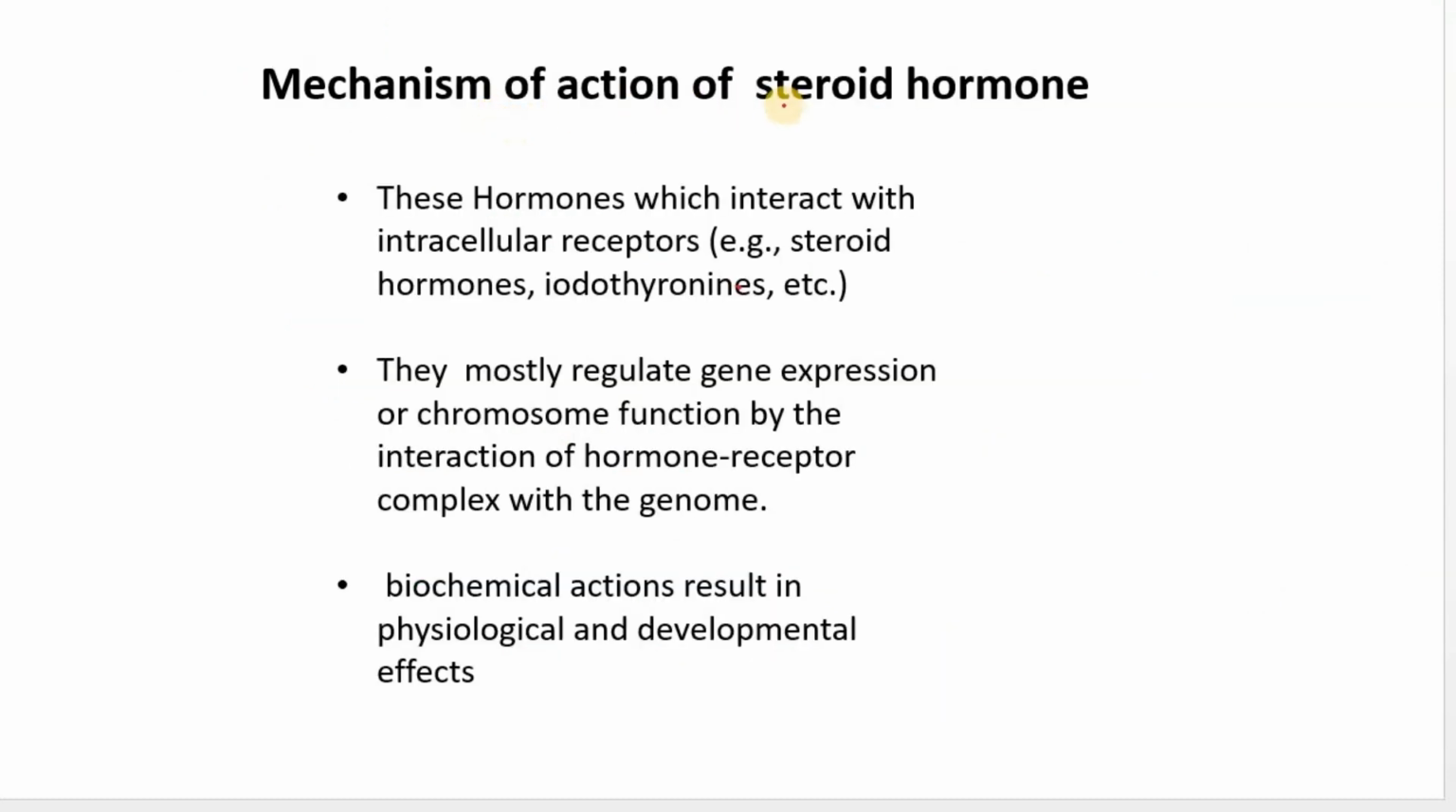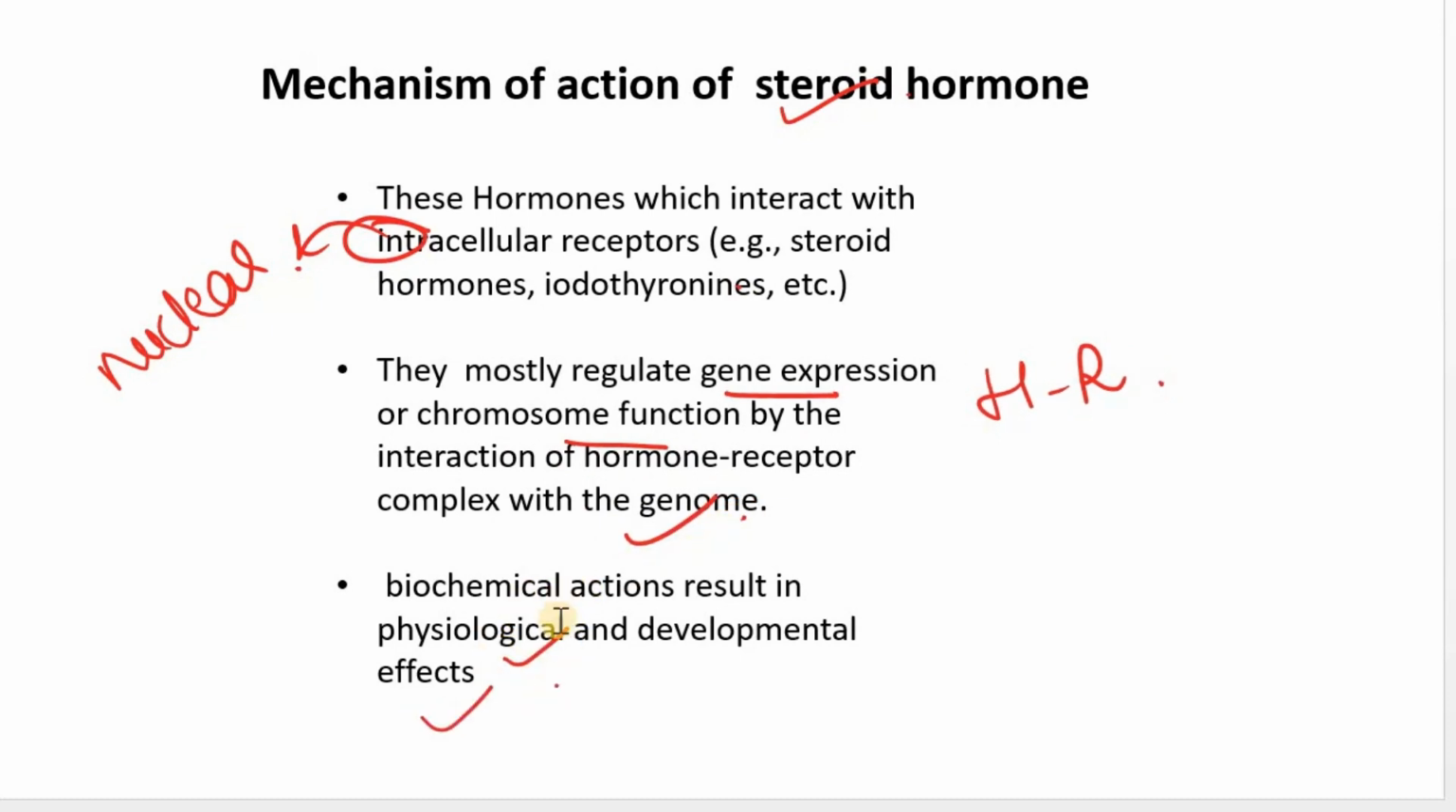Now let's talk about mechanism of steroid hormones. Steroid hormones act on the intracellular receptors. Intracellular receptors can be the nuclear receptors. These steroid hormones are mostly responsible for regulating the gene expression or chromosome function by the interaction of the hormone receptor complex with the genome. Biochemical action results in the physiological and developmental effects.